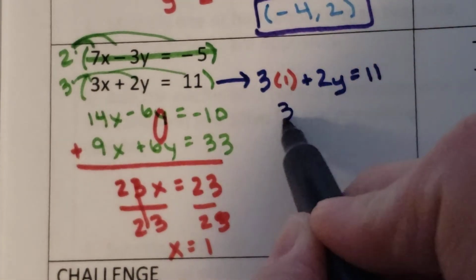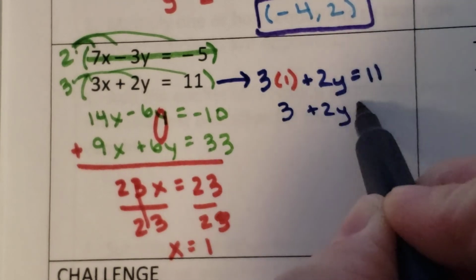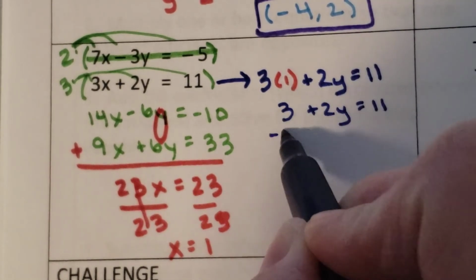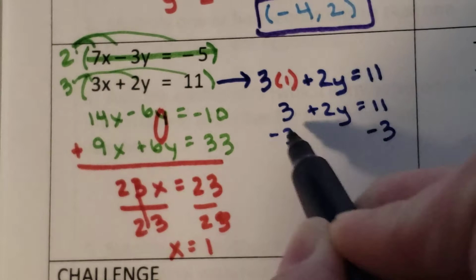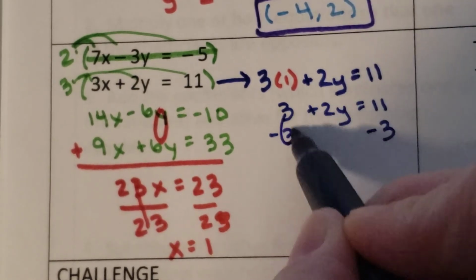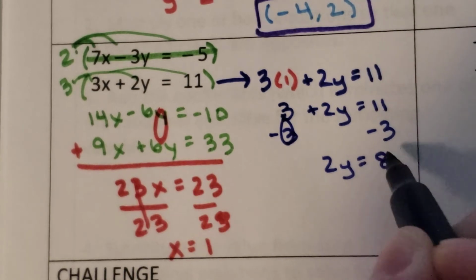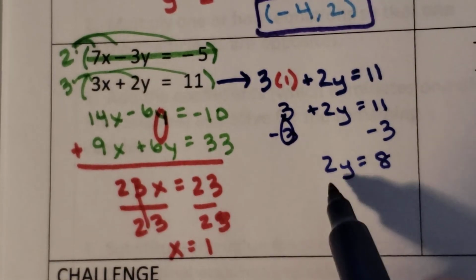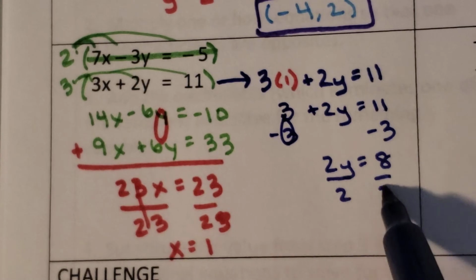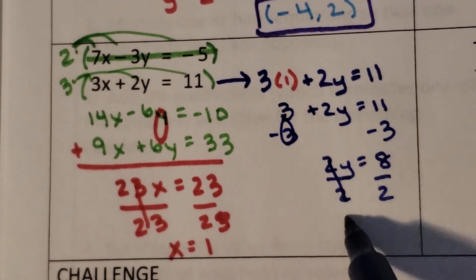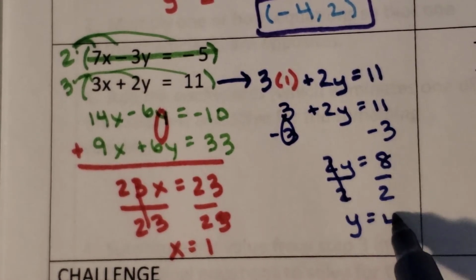3 ones is 3. And then reverse of a positive 3 is a negative 3. What I do on one side, I do to the other. 3 minus 3 is nothing. So 2 y's are 11 minus 3 is 8. They're being multiplied. Reverse of multiplication is division. What I do on one side, I do to the other. 2 over 2 is 1. Y equals 8 over 2 is 4.